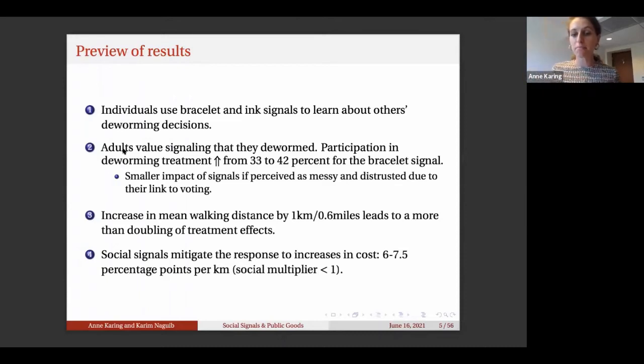But social signals can mitigate the response to an increase in cost at the levels of take up where we are. And it's roughly between 6 to 7.5 percentage points per kilometer at which the signaling incentives were able to mitigate the negative impact that an increased walking distance would normally have on the take up of deworming treatment. So we're estimating a social multiplier that's below 1.